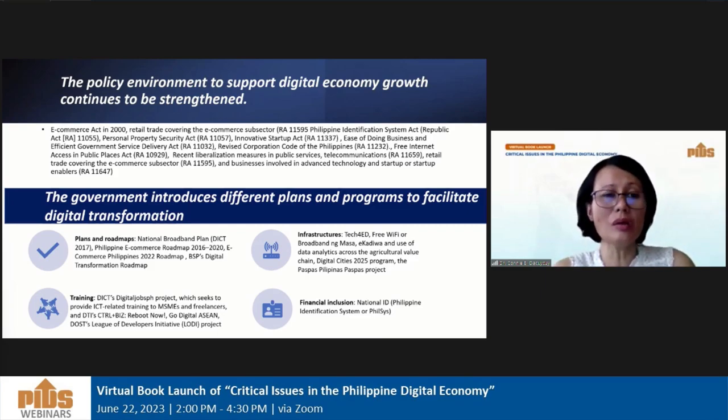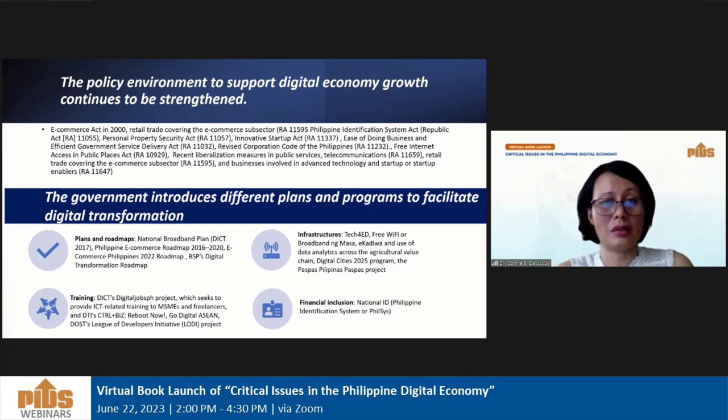On the same slide, we also note that the government introduces different plans and programs to facilitate digital transformation. So with respect to plans and roadmaps, it's listed there, National Broadband Plan, plans related to e-commerce and digital transformation roadmap. With respect to training, there are several. DICT has the Digital Jobs PH project, which seeks to provide ICT-related training to enterprises, to entrepreneurs and freelancers.